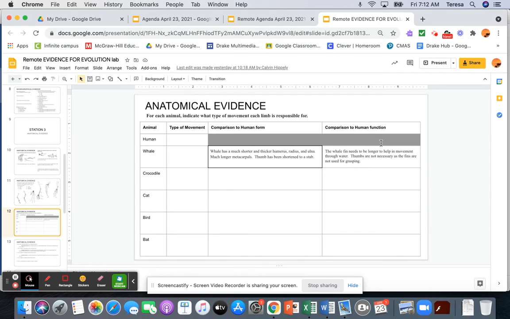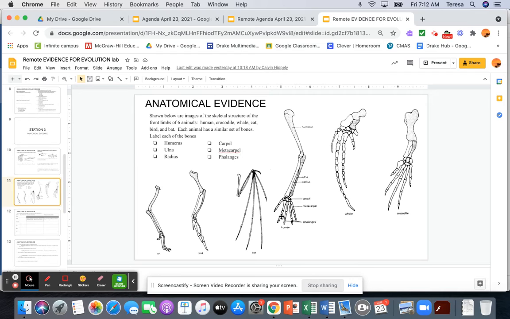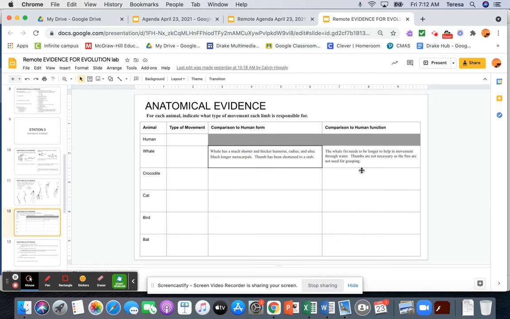And then you're explaining the function. So again, in terms of humans, we're using our arm to move things or to pick things up. A bat is going to use these bones to allow it to fly, to flap its wings. So you just describe the difference in those two types of motion here in the last column.